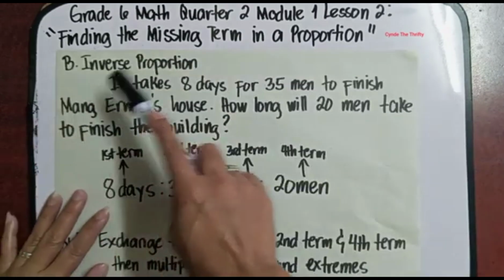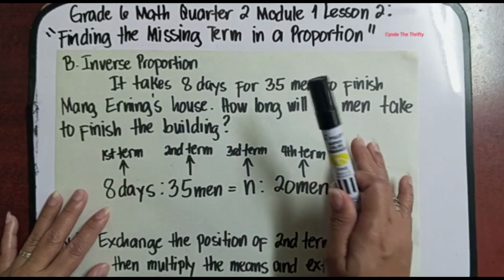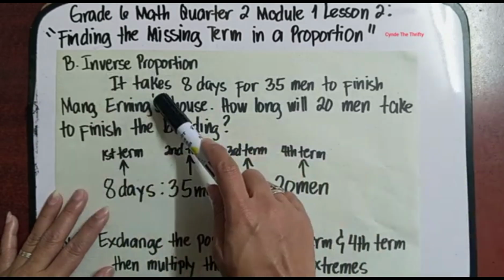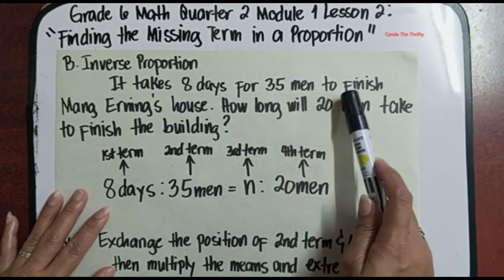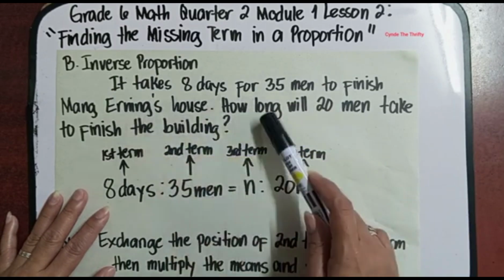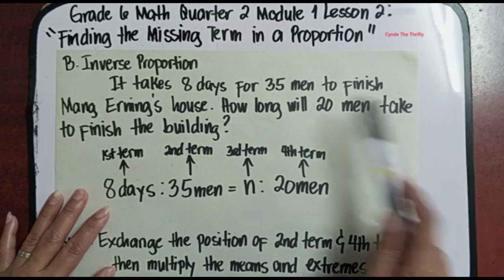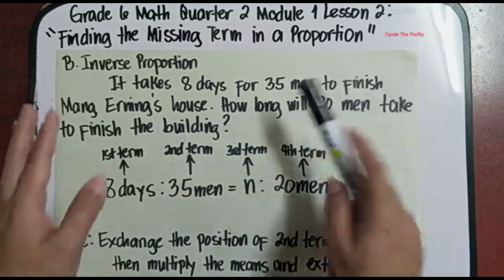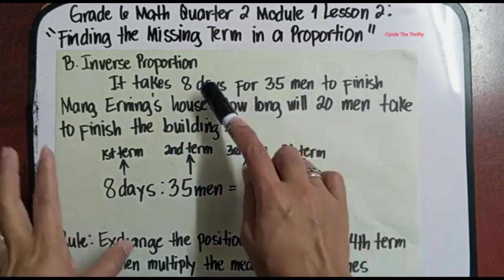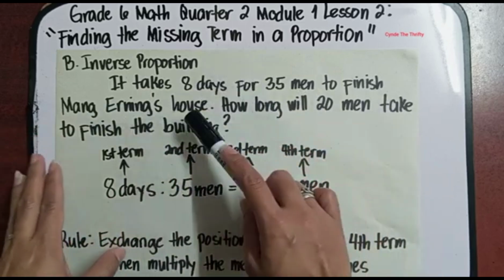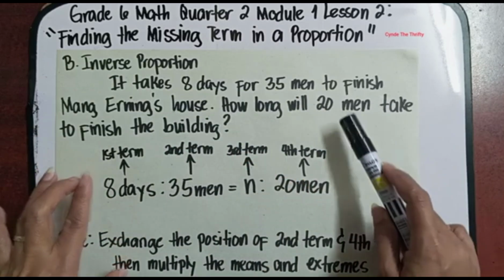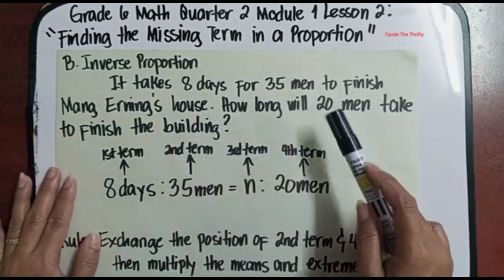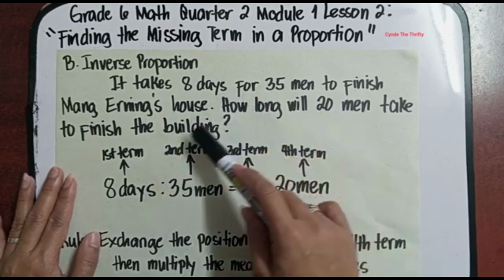Dito naman tayo sa inverse proportion. Sa pamamagitan ng example na ito, maiintindihan natin kung ano yung inverse proportion. It takes 8 days for 35 men to finish Mang Erning's house. How long will 20 men take to finish the building? Okay, so kapag 35 men daw yung nagtatrabaho, 8 days lang matatapos na yung bahay ni Mang Erning. How about naman kung 20 katao lang yung magtatrabaho? Ilang araw kaya nila matatapos ang pag-build ng house ni Mang Erning?